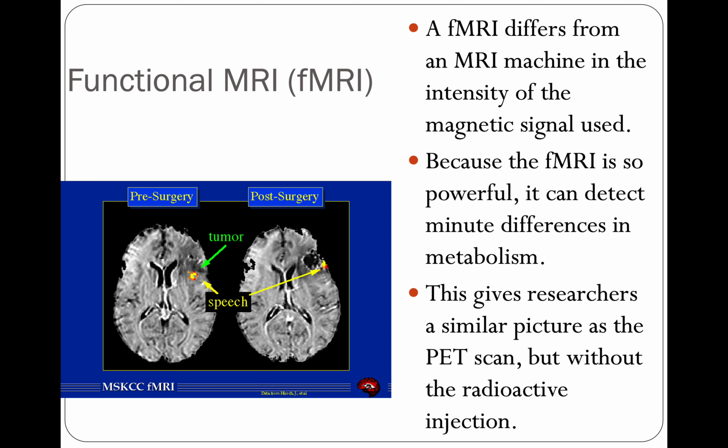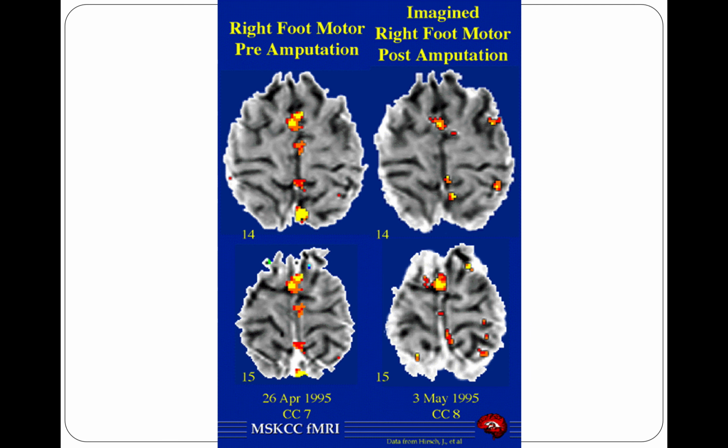I can't remember what that is. Okay. Anyway, so these are functional MRIs. As you can see, they've cut out a portion of his brain. This is post-surgery. This is the tumor, and that's the area that they've taken out.